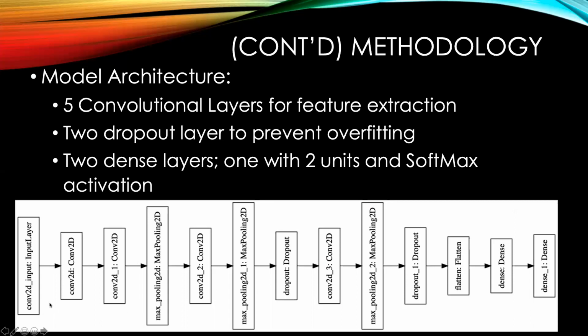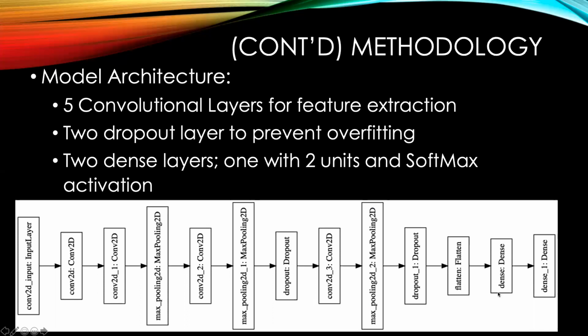The model has 5 convolutional layers: 1, 2, 3, 4, and then 5. Each convolutional layer has almost a maximum of 128 units, that is, filters. It's a 3 by 3 filter with a stride of one, a 2 by 2 max pooling, and dropout layers, which are used to prevent overfitting. These convolution layers are used to extract the features.